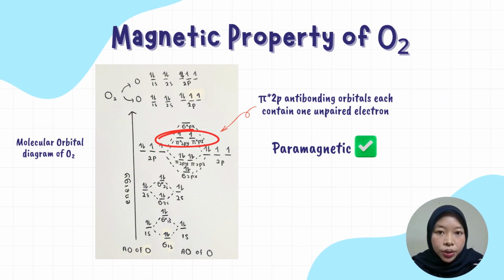Let's now discuss the magnetic properties of O2. This molecular orbital diagram shows how the atomic orbitals of two oxygen atoms combine to form molecular orbitals. When we fill the electrons according to the Aufbau principle, with 16 valence electrons, we notice something important at the highest energy levels. I have highlighted the pi star 2py and pi star 2pz antibonding orbitals, each containing one unpaired electron. These unpaired electrons make it paramagnetic.